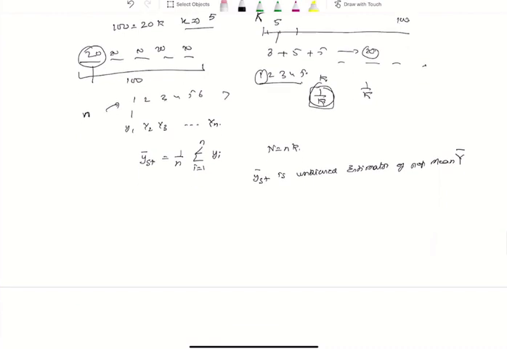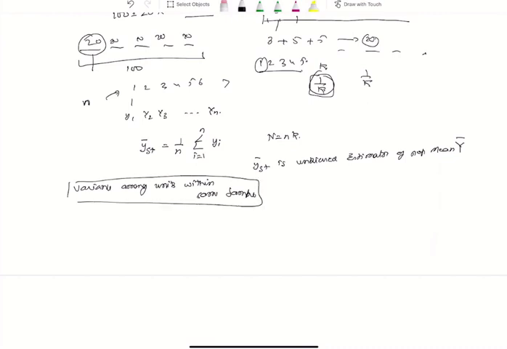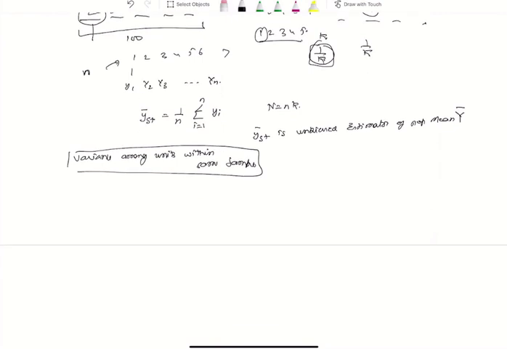of the population mean, capital Y bar. Now there is another thing to consider about systematic sampling. The variance among and within the same sample. So what does that mean? What that means is that if N is equal to nk, all samples will be of size n.